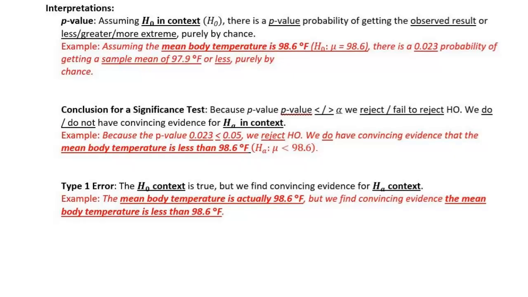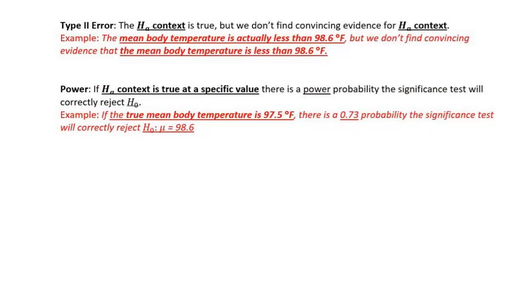Type 1 error: the null hypothesis in context is true, but we find convincing evidence for the HA. Type 2 error: the HA is true, but we don't find convincing evidence for it. And then interpreting power. If the HA in context is true at a specific value, there is a power probability that the significance test will correctly reject the null.